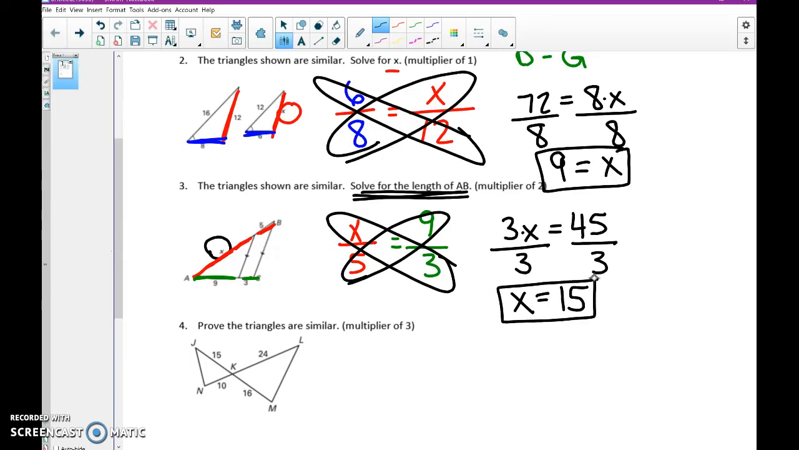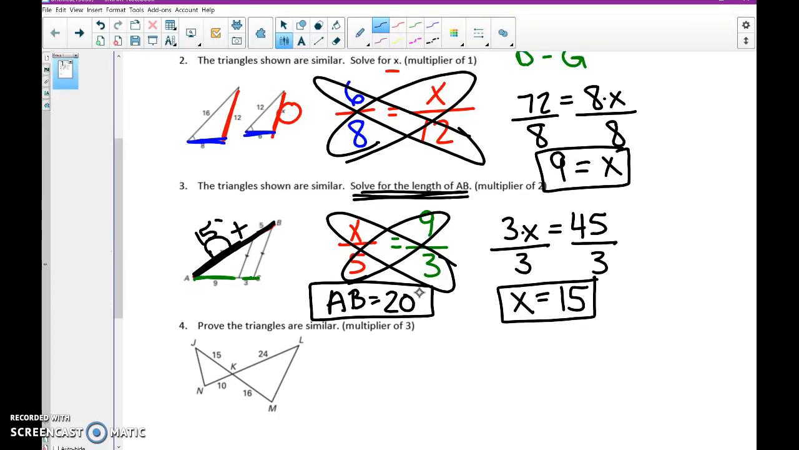Now feel free to pause here and get caught up, but we're not done with the problem yet. You're still solving for the length of AB. If x is 15, that is not how long that entire side is. The entire side is 15 and 5 put together. Okay, well, what do you do with those two numbers? You add them. If this little piece is 15 and this little piece is 5, that means the entire side equals 20. So that truly is the final answer.